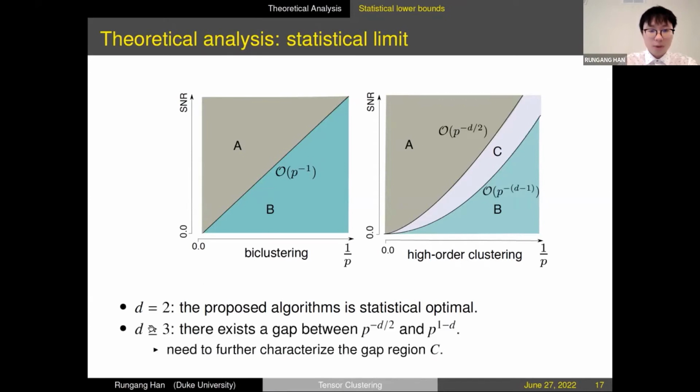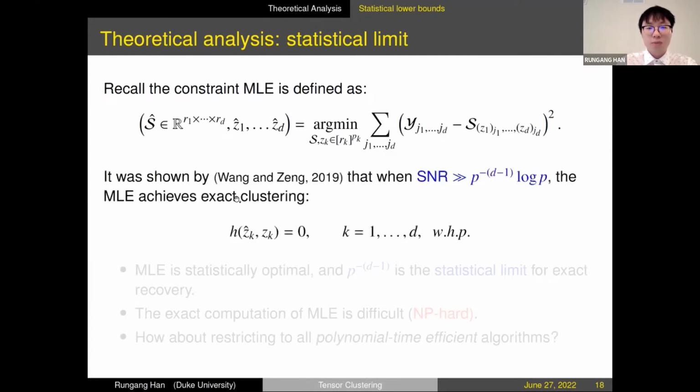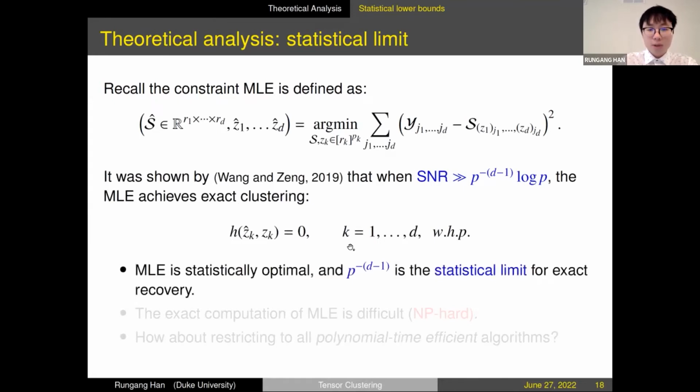But if we consider the tensor case when d is greater than or equal to 3, we find there is a gap. We are only able to characterize regions A and B, but we have no knowledge about this region C. So for this, we need to first argue whether this lower bound is optimal. To answer this question, we revisit the constrained MLE. It was shown by previous work that when the SNR is much larger than this rate, the MLE achieves exact clustering. That means the MLE is statistically optimal as it matches the lower bound. And this p to the power of negative d minus 1 is the statistical limit for exact recovery.